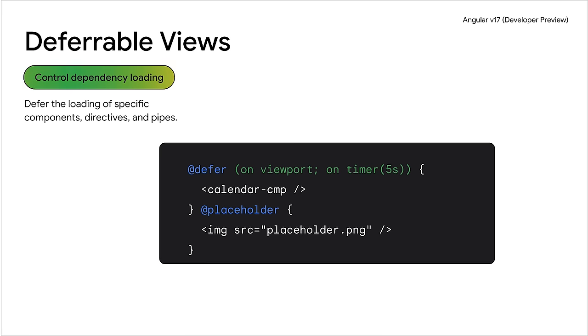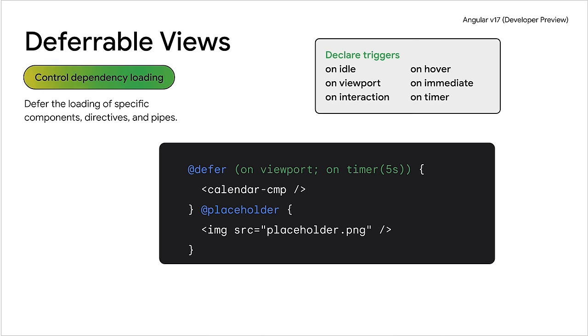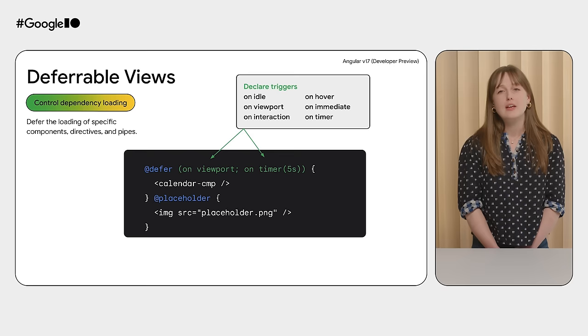Deferrable views is a feature that makes it possible to defer the loading of specific components, directives, and pipes. For example, you can defer loading a dependency for a specific period of time, until the content enters the viewport, until the main thread is idle, and so on.